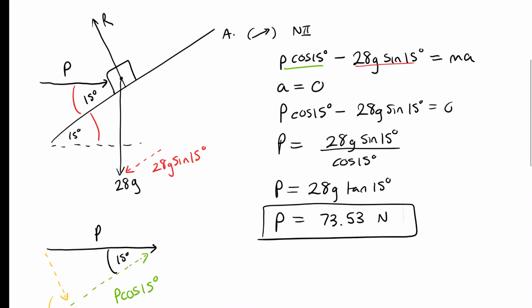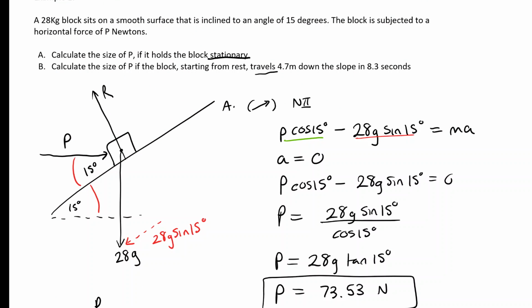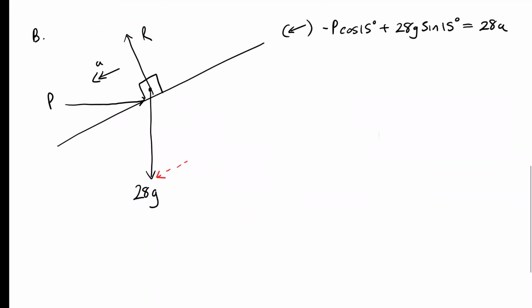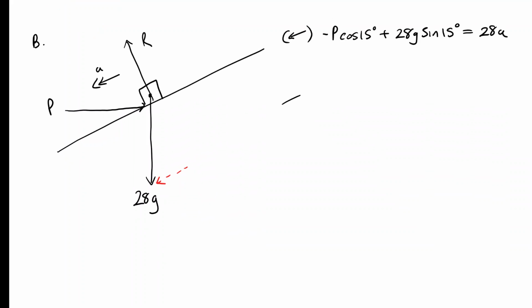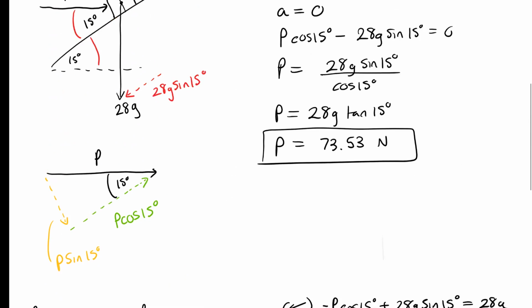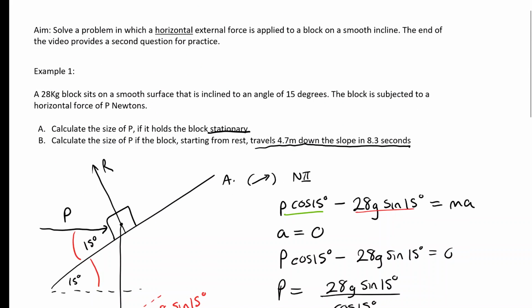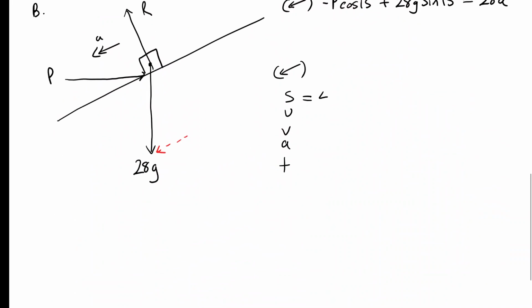Going back to the question, a distance covered, a displacement along the slope, and the time it takes are mentioned, so we can use SUVAT. So again, down the slope is positive, SUVAT, S-U-V-A-T. It's going to travel 4.7 meters down the slope. It's going to take 8.3 seconds to do that.